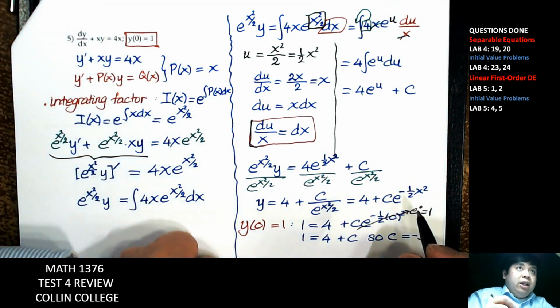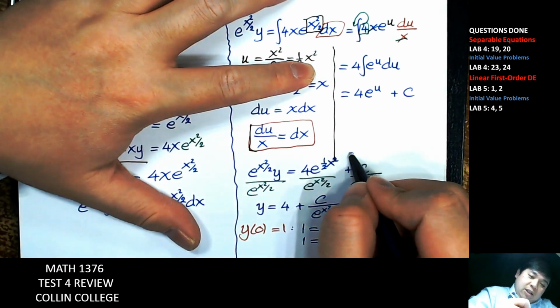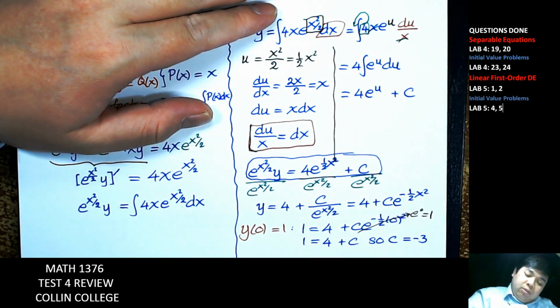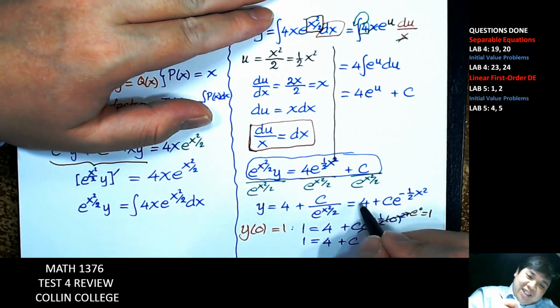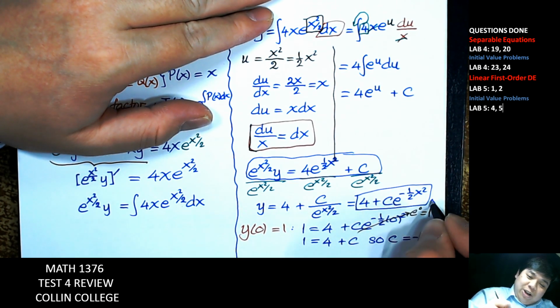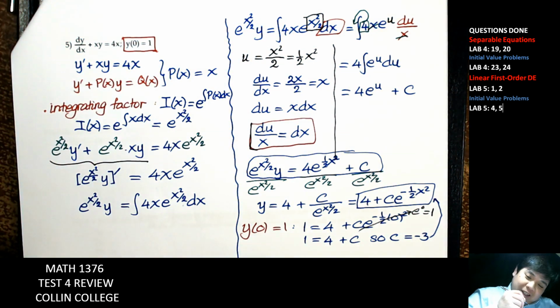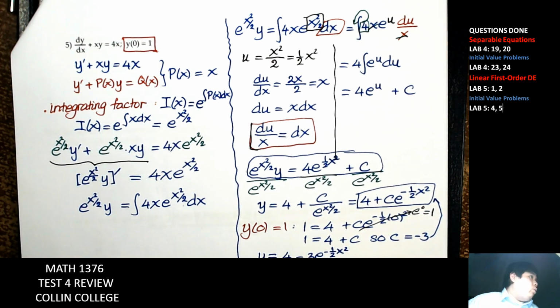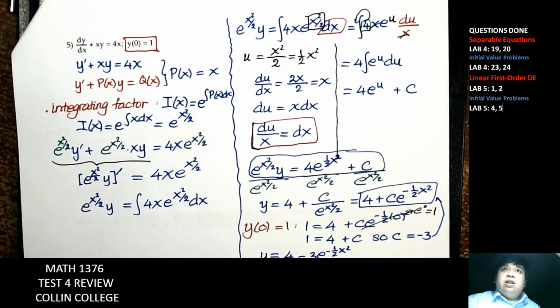And now that we know c, put it back in this equation, I'm sorry, not that equation. This one is our solution. Go there. Sorry. So we have y equal to 4 minus 3 e to the negative 1/2 x squared. And that's what we have. So that is the initial value problem for a linear first order differential equation.